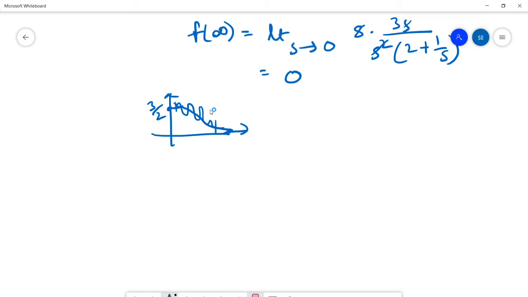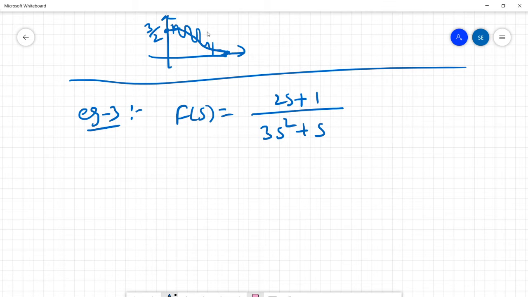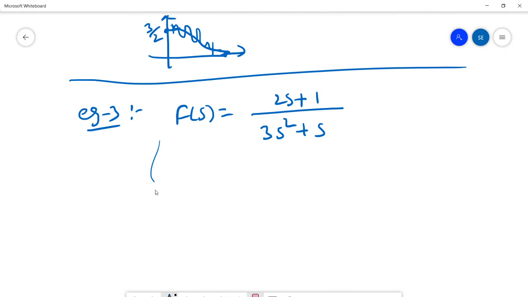Do one more example. Example 3. F of s is equal to 2s plus 1 by 3s square plus s. So we'll try to do initial value and final value for this.